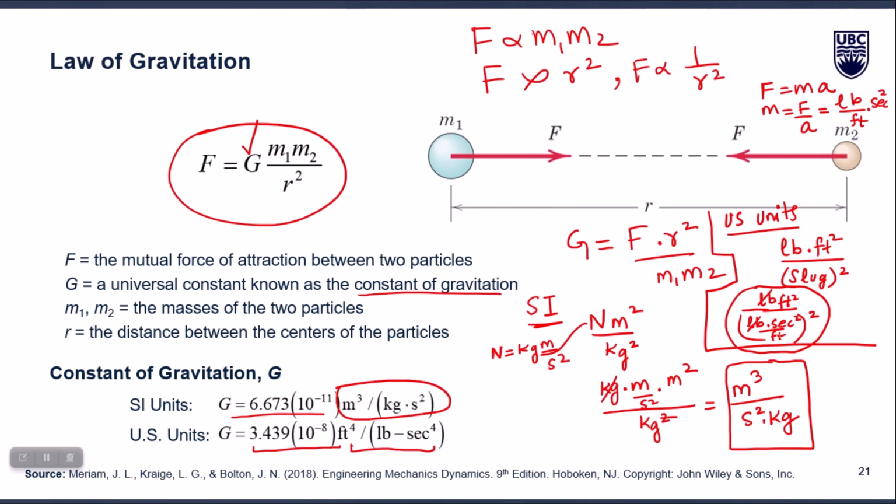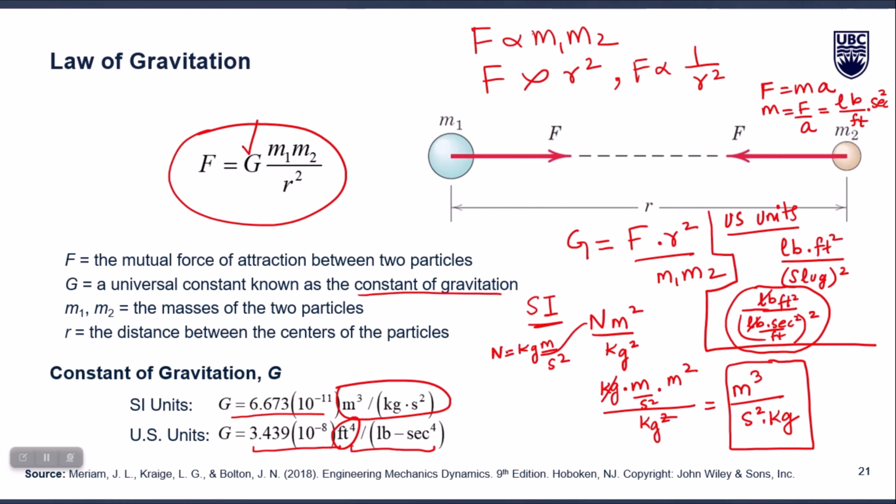Similarly, feet also will go up. It will become feet 4, because feet also have a square on that. So there will be feet raised to power 4 in the numerator, divided by the one pound which will be left, into second raised to power 4.